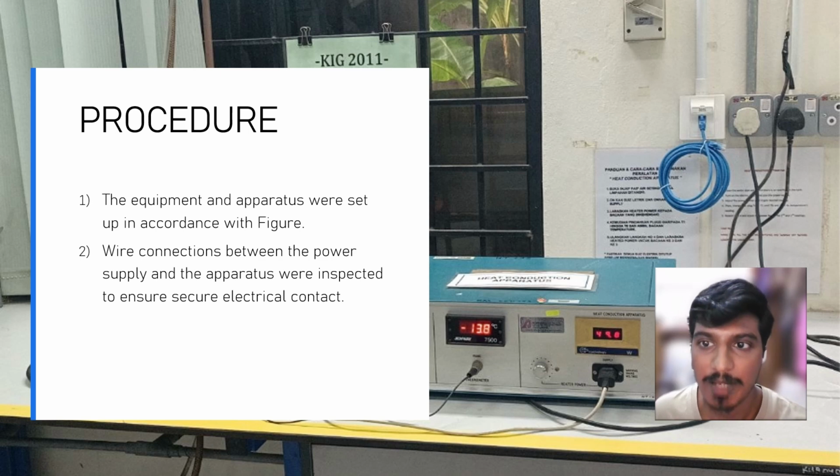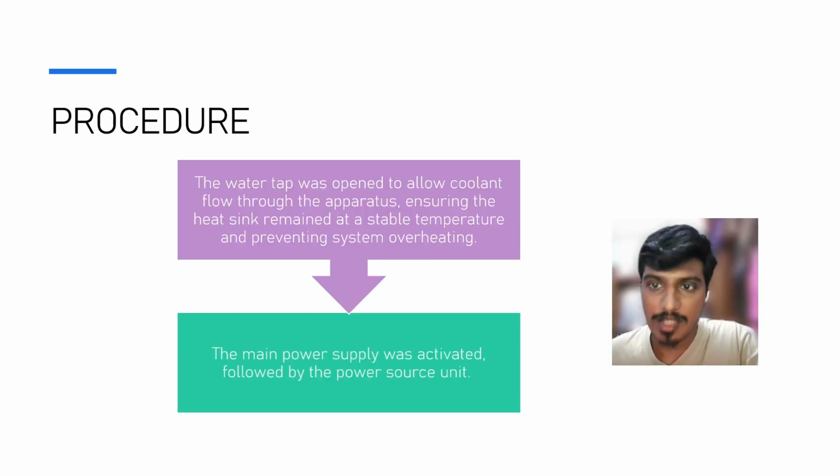Hello everyone, my name is Abinash and today I'll be demonstrating our experimental procedure. We begin by setting up the apparatus according to the figure, carefully inspecting all electrical connections between the power supply and the unit to ensure secure contact. Next, we open the water tap to initiate coolant flow. This is critical to maintain heat sink stability and prevent system overheating.